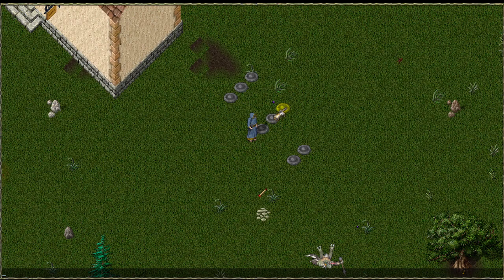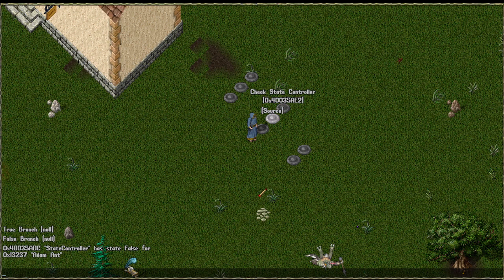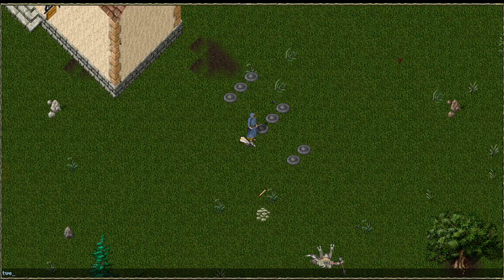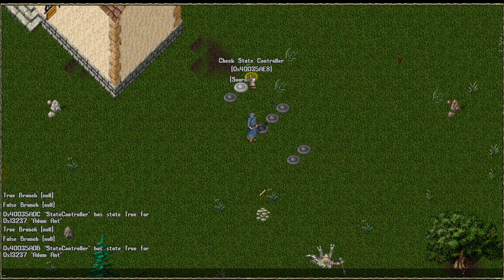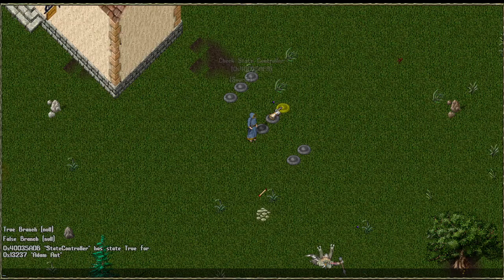If we look over here, it's still false for Adamant. This one over here is true. That means I haven't completed this leg of the quest. Let's go ahead and do that now. We do that by just saying 2. All right, I've now completed the second leg of the quest. If we look, the state controller has state true for Adamant. So now both legs of the quest have recorded me as having completed it.